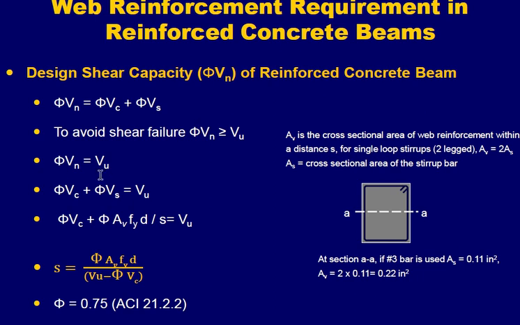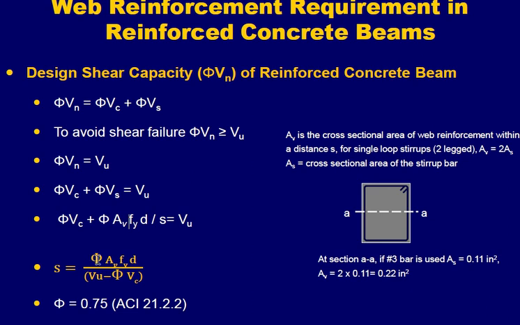So if we consider phi Vn is equal to Vu, then phi Vc plus phi Vs should be equal to Vu, and phi Vc plus phi Av Fy into d by s is equal to Vu. From here we can find the value of s, that is, what is the spacing requirement for a certain demand of shear force or shear stresses. So this equation directly gives you the spacing of the stirrups. If you know the area of the stirrup bar, for example a number 3 bar is used as stirrup, you know its area, you know Fy, the depth of the beam is known, Vc can be found by the ACI equation, Vu will be given from the analysis, so you can directly find the spacing.